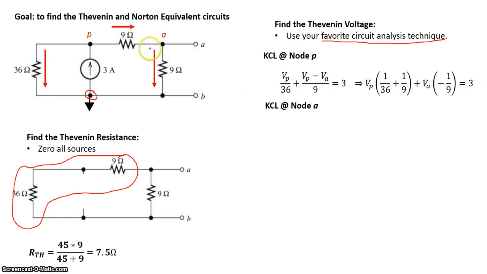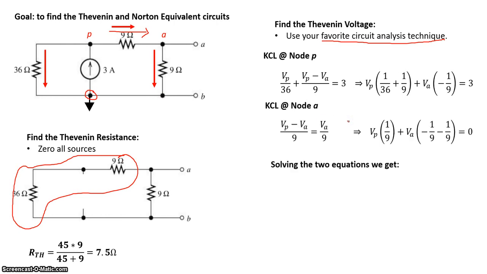Similarly, applying KCL at node A, this current right here is coming in, and that current right there going down the 9 ohms. So those must be equal. So applying KCL, we get this. You can use a calculator, MATLAB, your hand to figure out what the values of VP and VA are. In my case, I like using MATLAB. So using that, I got VA is 18 volts, VP equals 36 volts.